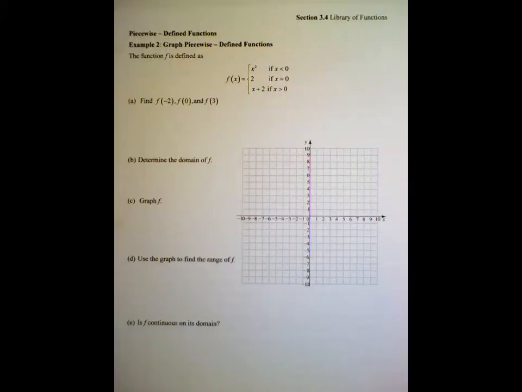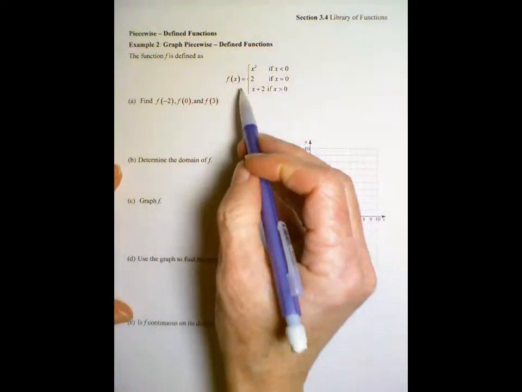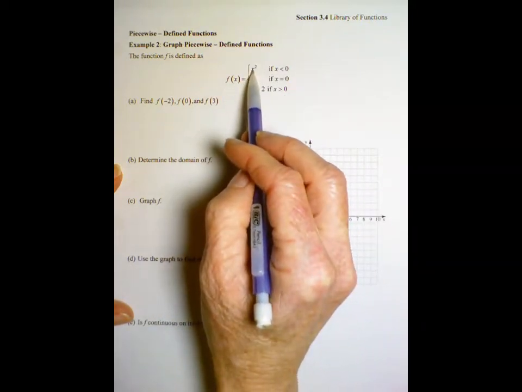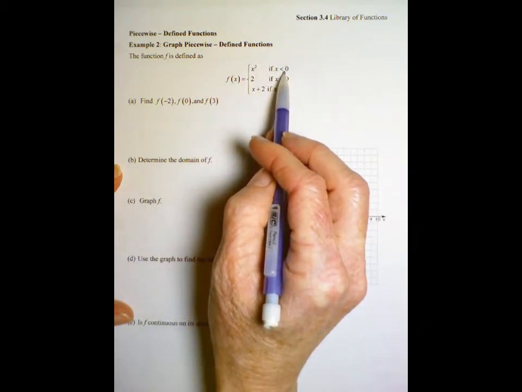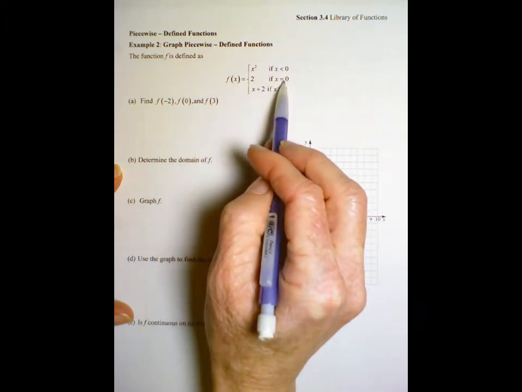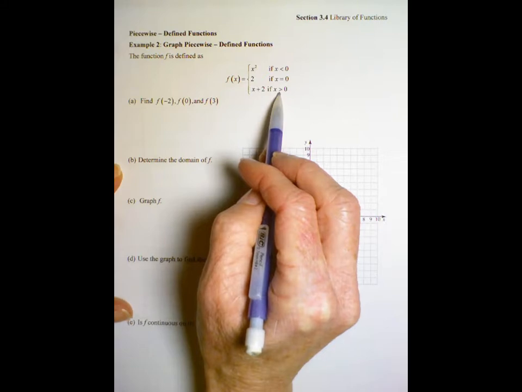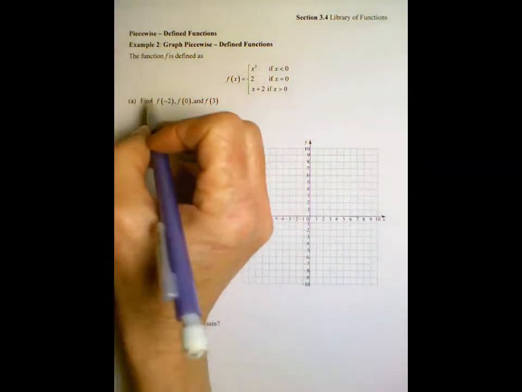The last topic in section 3.4 is piecewise defined functions. These are functions defined in pieces. So here's an example. What this notation tells us is that f of x is equal to x squared when x is less than 0. It's equal to 2 when x is 0, and it's equal to x plus 2 if x is greater than 0. So we're to find these three values.